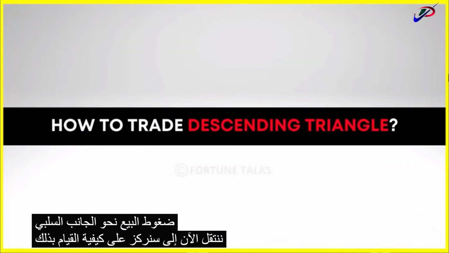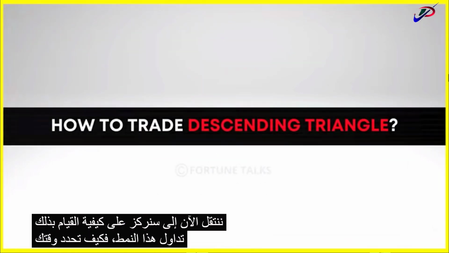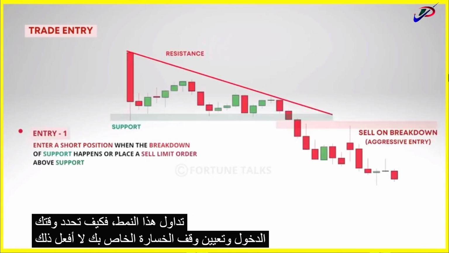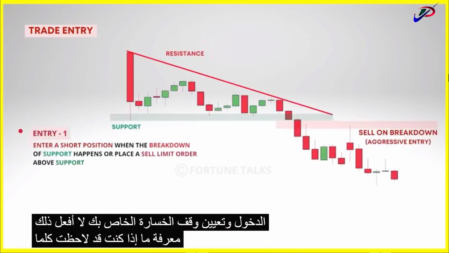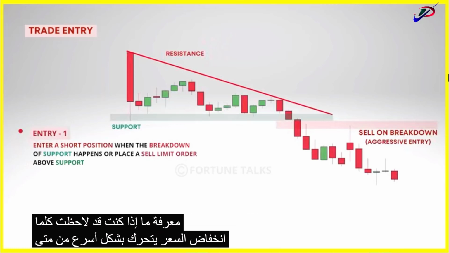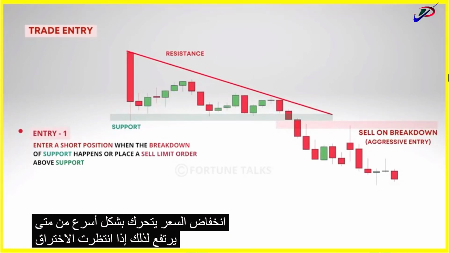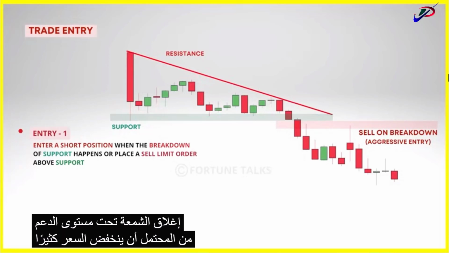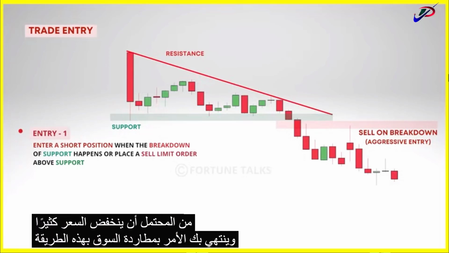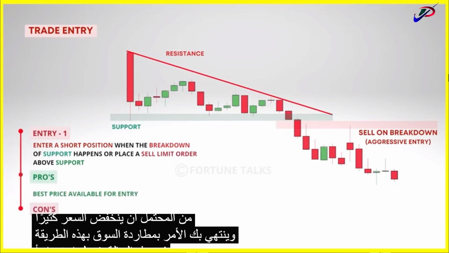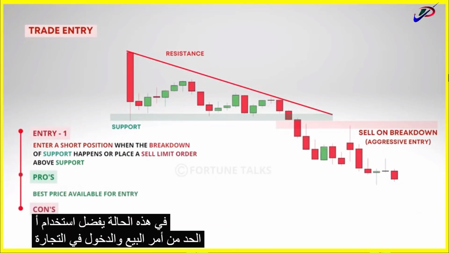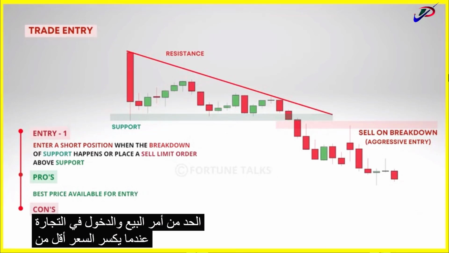Now moving on, we will focus on how to trade this pattern. So how to time your entry and set your stop loss. I don't know if you have observed, whenever the price falls, it moves quicker than when it rises. So if you wait for the breakout candle to close below the support level, chances are the price might drop a lot and you end up chasing the market. Thus, in this case, it is preferred to use a limit sell order and enter the trade when the price just breaks below the support level.